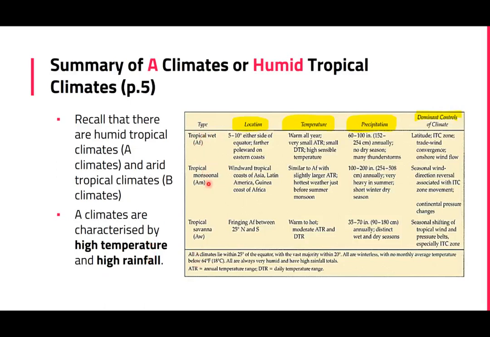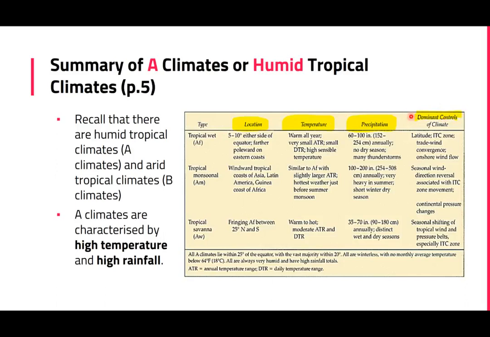So there are three types of A climates. There's the AF, the AM, and the AW. Today we'll look at AF and AW because AM is more challenging, so we'll do it next week in school. For each climatic type, you need to know the location, the temperature, the precipitation, and the dominant controls. Dominant controls just means the main factors influencing climate in that particular climatic type.